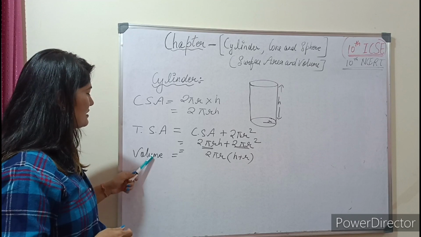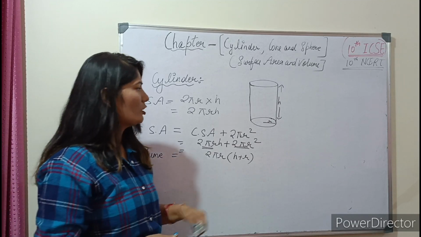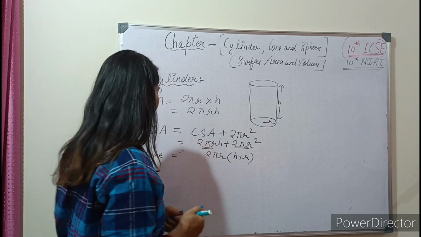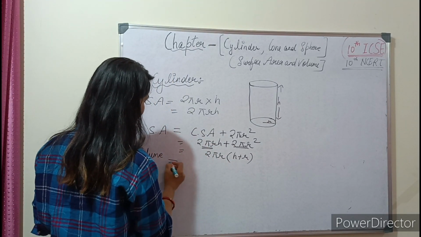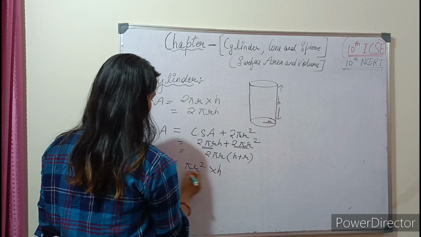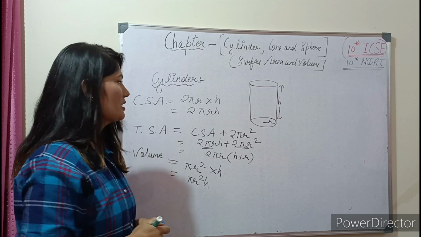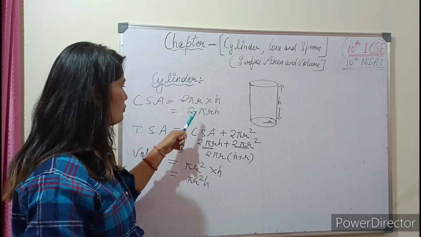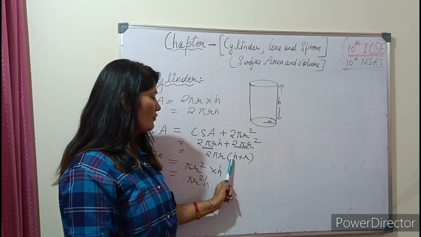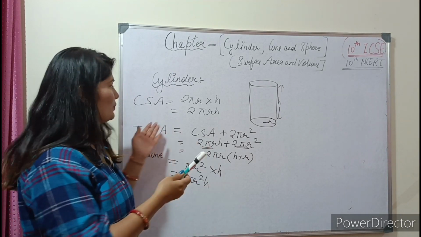Right. Now moving to the last term, that is volume. How to find the volume of the cylinder? Volume is the area of this cross section multiplied by height. The area of the cross section is pi r square. So volume equals pi r square multiplied by the height of the cylinder. Therefore the volume of a cylinder is pi r square h. So here the CSA of a cylinder is 2 pi r h, the TSA of a cylinder is 2 pi r bracket r plus h, or we can say h plus r, and the volume of a cylinder is pi r square h. So please have a look.